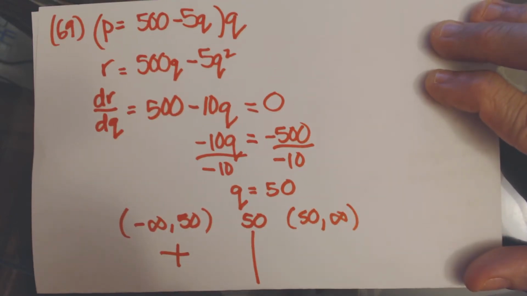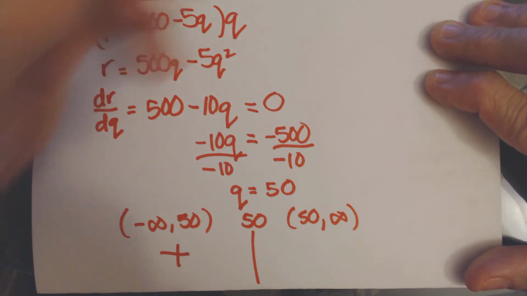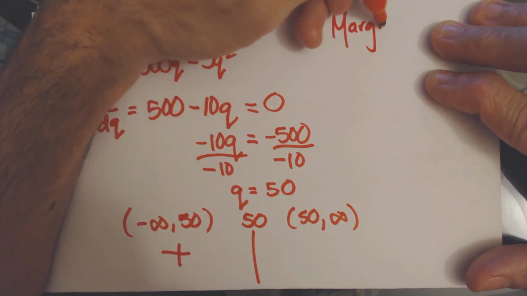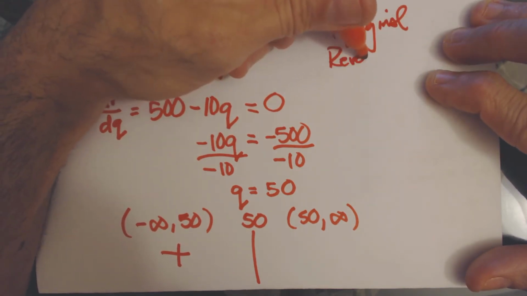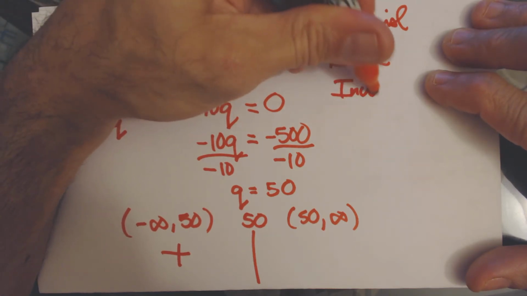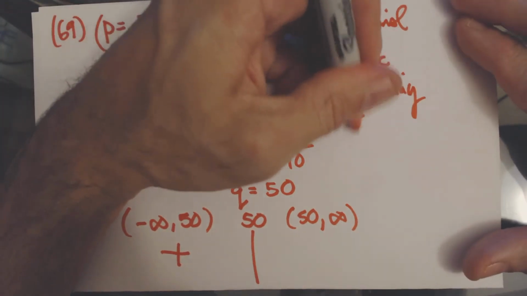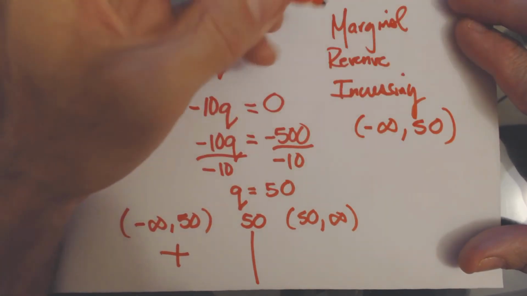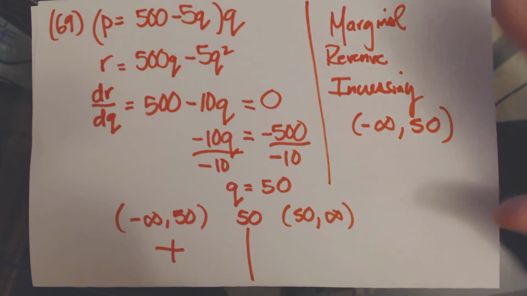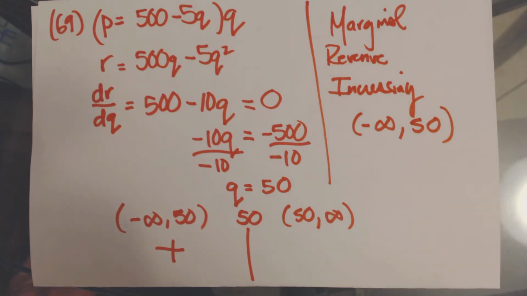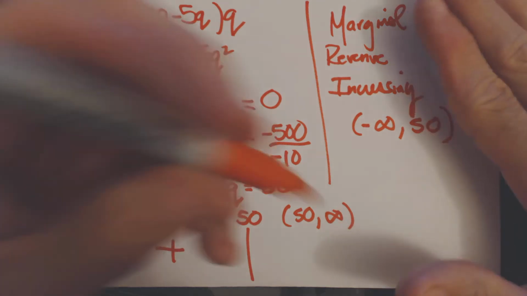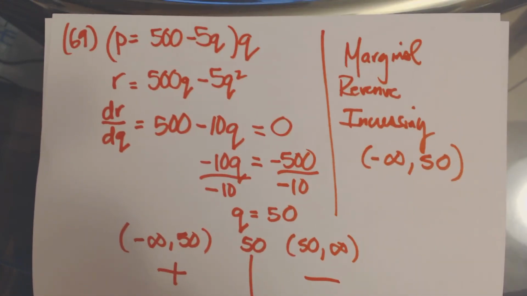So the question asks, when is marginal revenue increasing? Well, marginal revenue is increasing between negative infinity and 50. Now let's see if it's also increasing from 50 to infinity. So let's plug in, what's a good value? Let's plug in 100. So 100 times 10 is 1,000. 500 minus 1,000, so that's going to give us a negative value. So it is not increasing after 50.